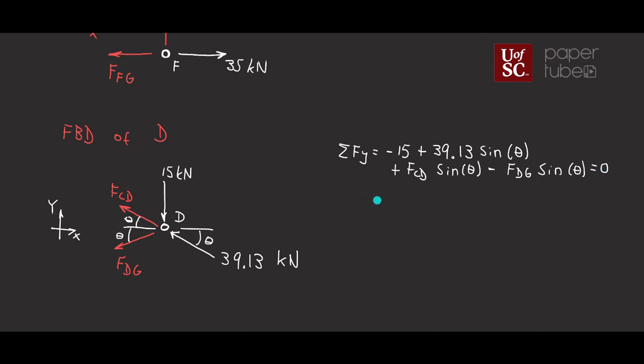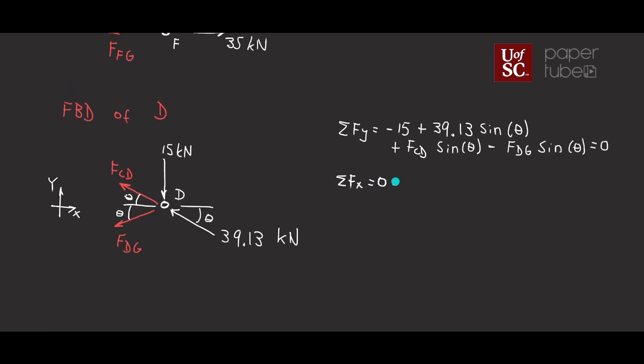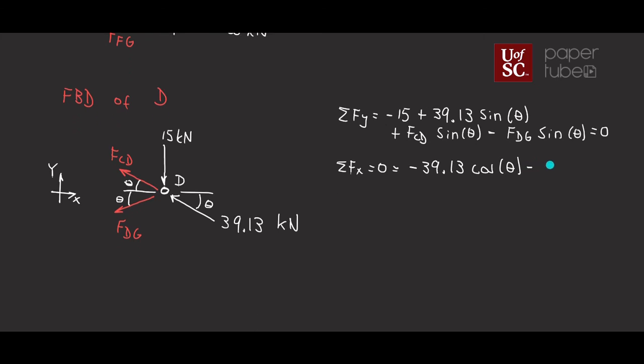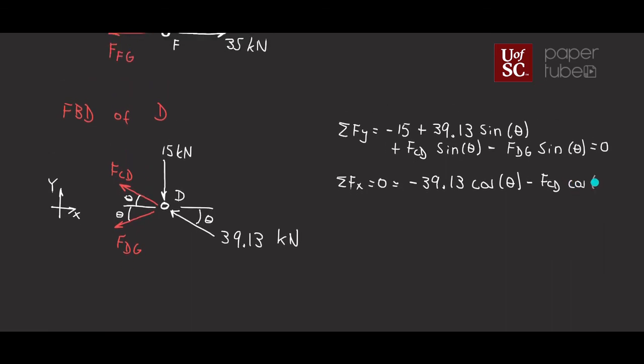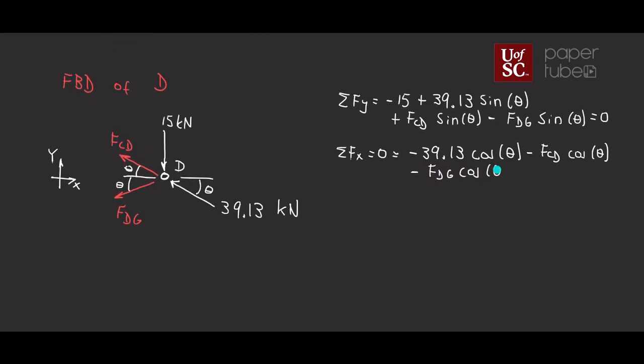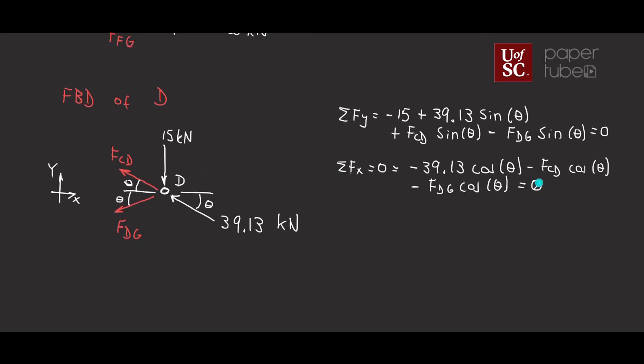So let's do the sum of the forces in x. The sum of the forces in x is equal to zero. So what we want to see is, all of them are gonna be negative because of the way they're drawn, that's okay. So minus 39.13 sine theta, minus FCD sine theta, minus FDG cosine of theta. Okay, very good. I had the same two unknowns, so now I have two equations, two unknowns, so I should be able to find one with the other one.